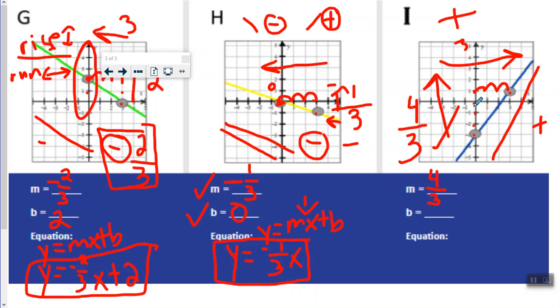And then b is the y-intercept. Where does it cross the y-axis? Remember, it's right here, right? Negative 1, negative 2, negative 3. What's the equation for this line? Y equals mx plus b. Okay, so y is equal to 4 over 3x minus 3. All right, so that's how you do it.